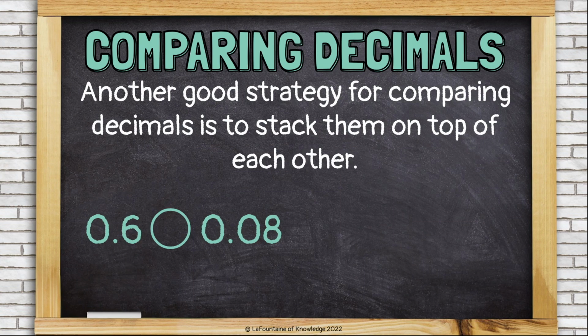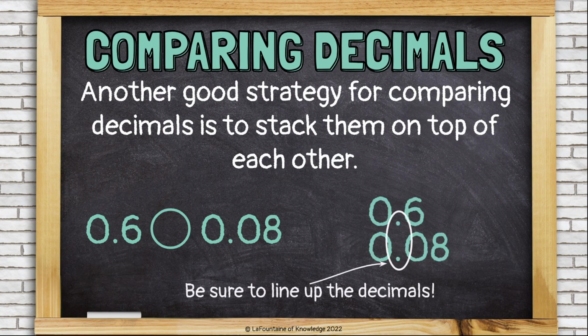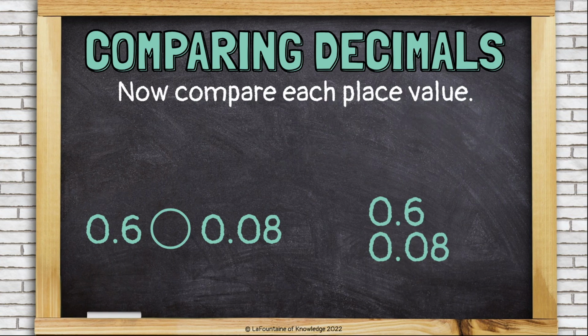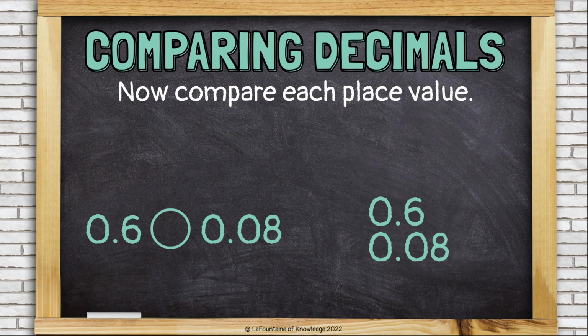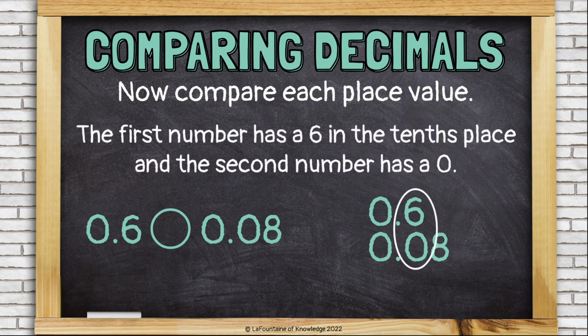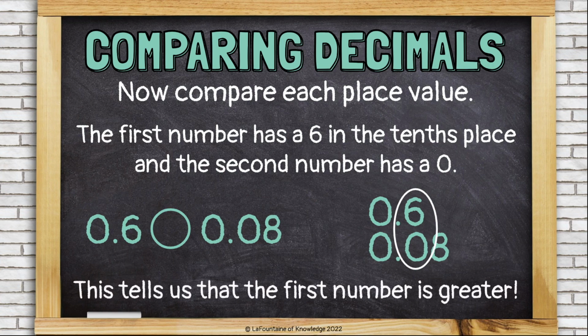Another good strategy for comparing decimals is to stack them on top of each other. Be sure to line up the decimals. That's important. Now compare each place value. They both have a 0 in the ones place, which is the place right before the decimal. So that doesn't tell us which number is bigger. So far, they're even. The first number has a 6 in the tenths place, and the second number has a 0. This tells us that the first number is greater.